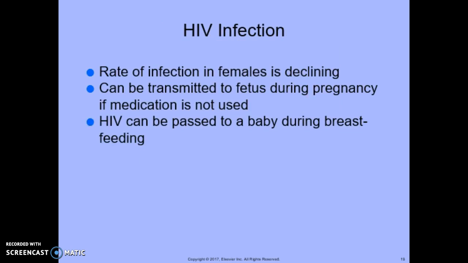The HIV infection, the rate of infection in females is declining. It can be transmitted to a fetus during pregnancy if medication is not used, and HIV can be passed to a baby during breastfeeding. Because some AIDS drugs are very dangerous for developing infants, the medication regime of a woman currently receiving treatment may be changed during pregnancy in order to make it safer.